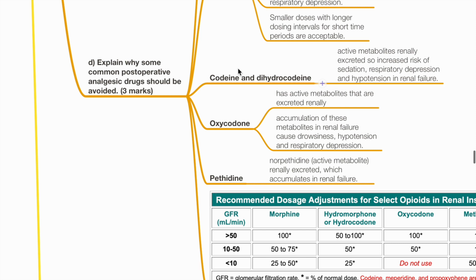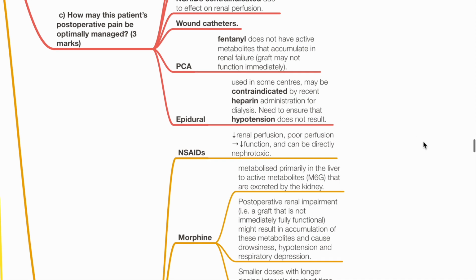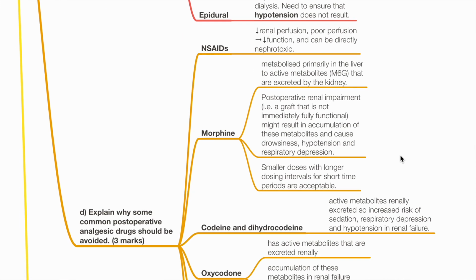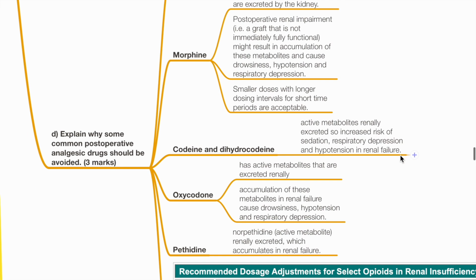D. Explain why some common postoperative analgesic drugs should be avoided. NSAIDs reduce renal perfusion due to reduced prostaglandin synthesis. Poor perfusion results in poor renal transplant function. NSAIDs may be directly nephrotoxic. Morphine is metabolized mainly in the liver to the active metabolite M6G, which is excreted by the kidney. Post-op renal impairment may result in accumulation of these metabolites, causing drowsiness, hypotension, and respiratory depression. Smaller doses with longer dosing intervals for short time periods of morphine are acceptable.